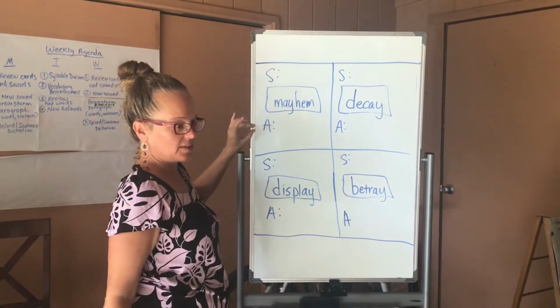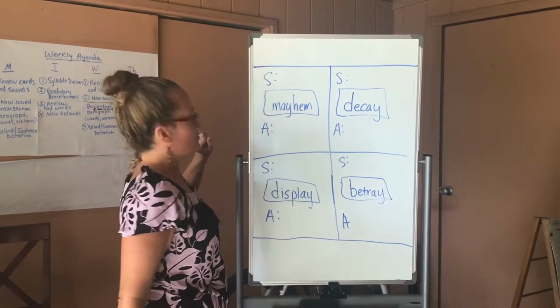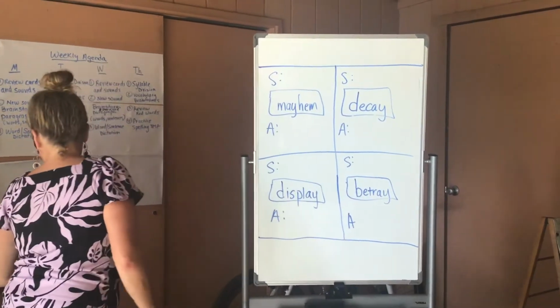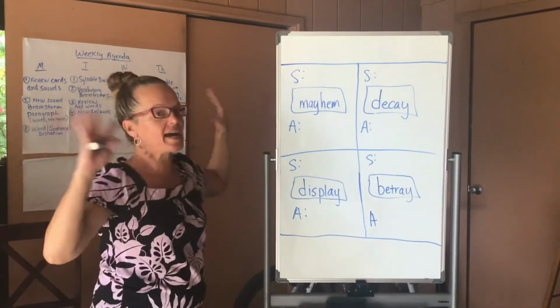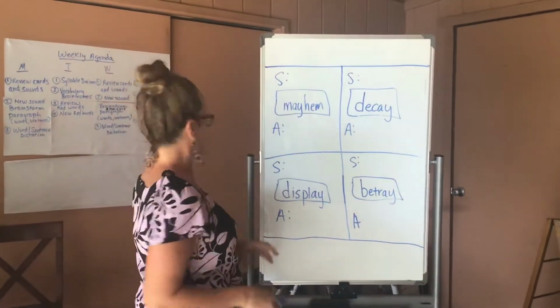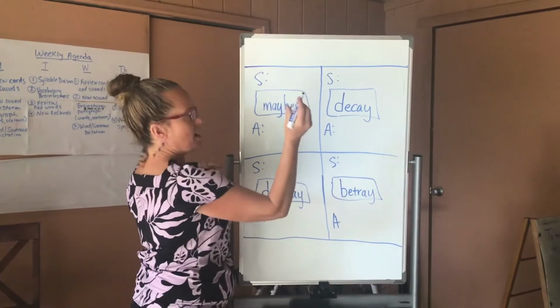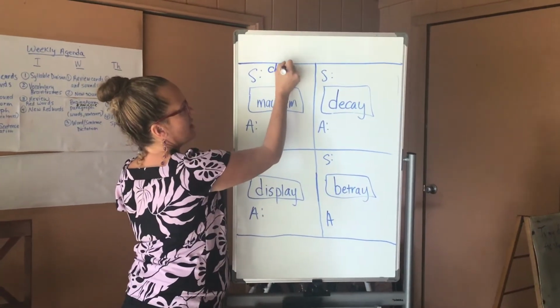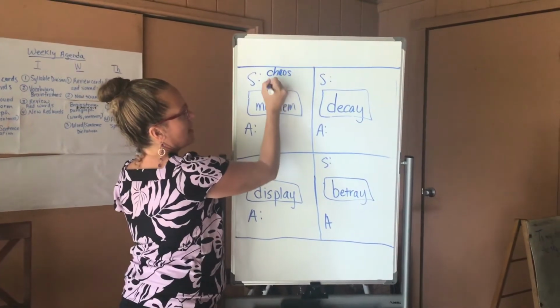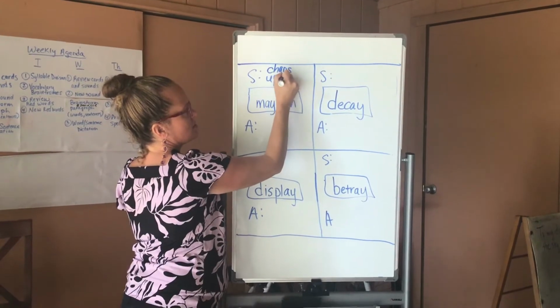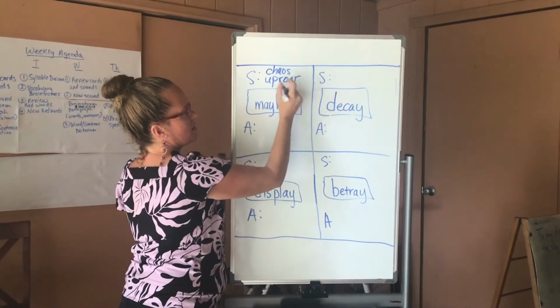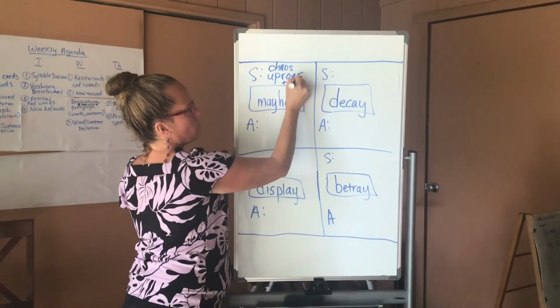Right? Okay. We were looking at mayhem, and mayhem is total chaos. It's something that's trouble, it's an uproar, so I'm going to write chaos, which is a weird word, uproar. What did I say? Trouble. Trouble, yeah?